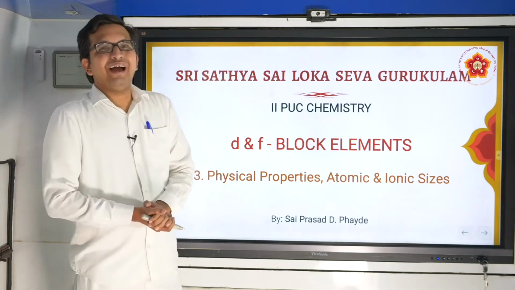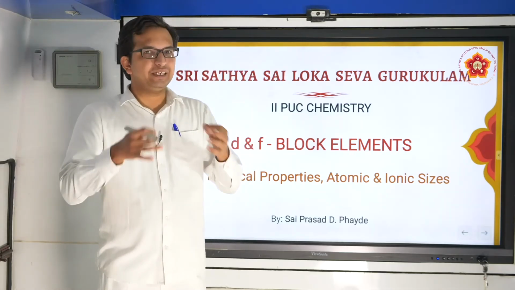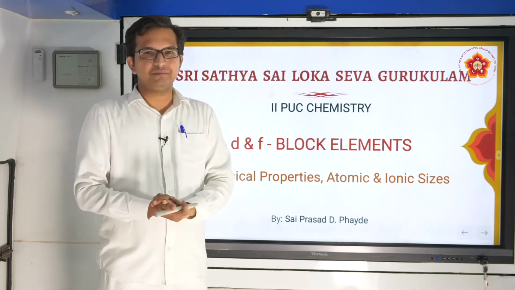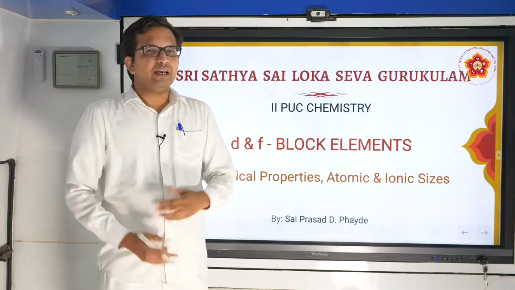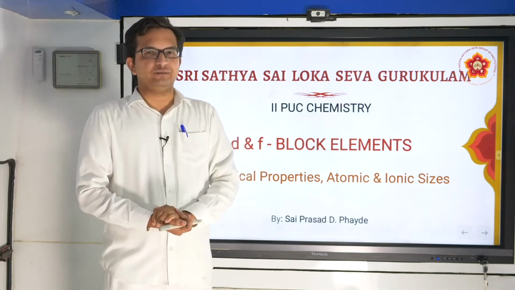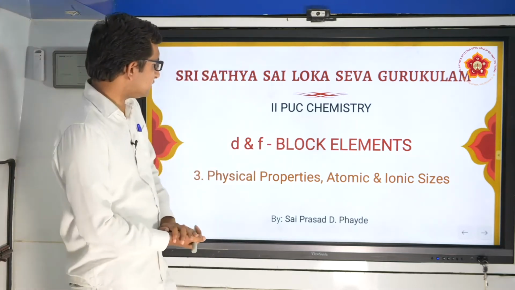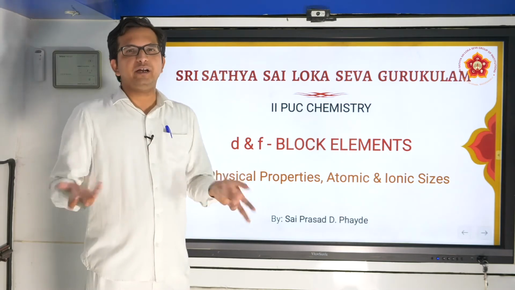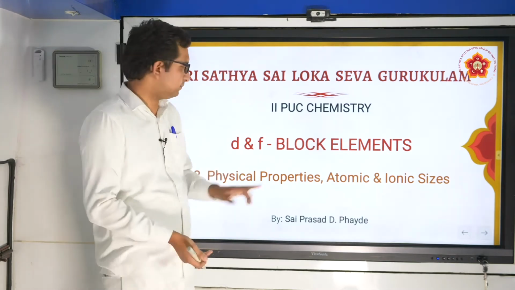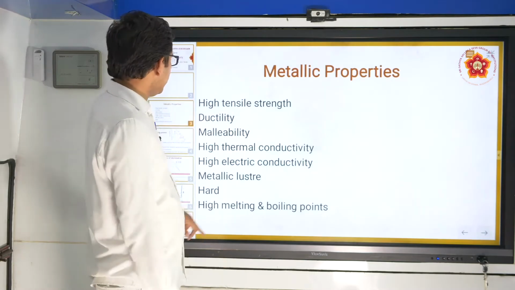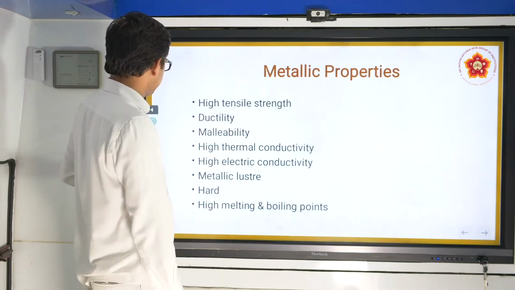Sairam. Having seen the basic parts of the D block and F block elements, their position and configuration, let us now slowly dig into the properties of the D block elements. So in the first segment, let us see certain physical properties and its atomic and ionic sizes. What are certain metallic or physical properties that we come across in this?